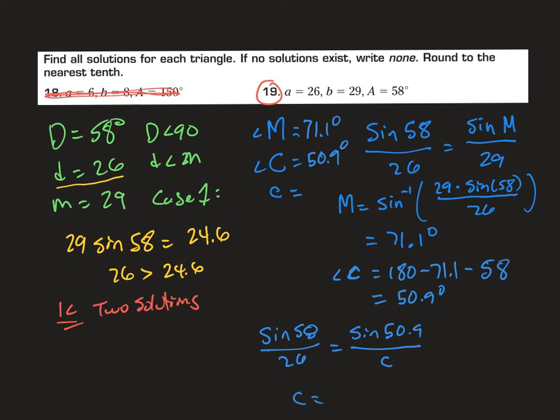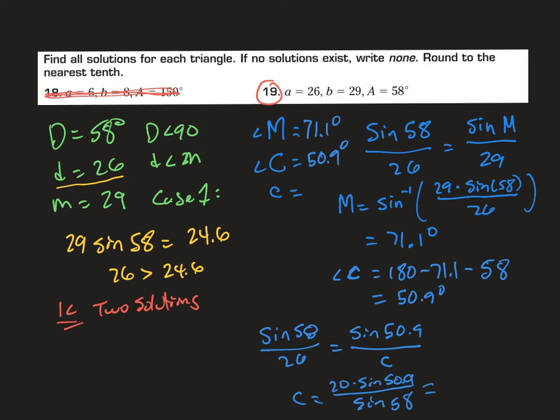And the answer to that will be, when you do cross multiplication, you'll do 20 times sine of 50.9 divided by sine of 58. Oops, I wrote 88 again. Let's try 58. And we'll type that in our calculator and we'll get side C, and then we're half done with this problem.